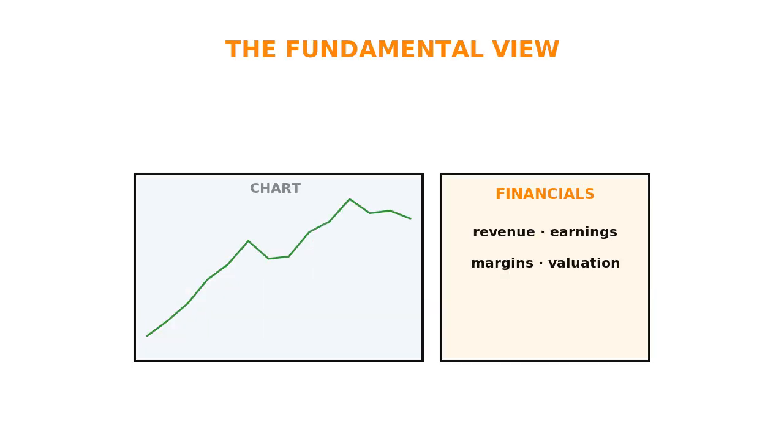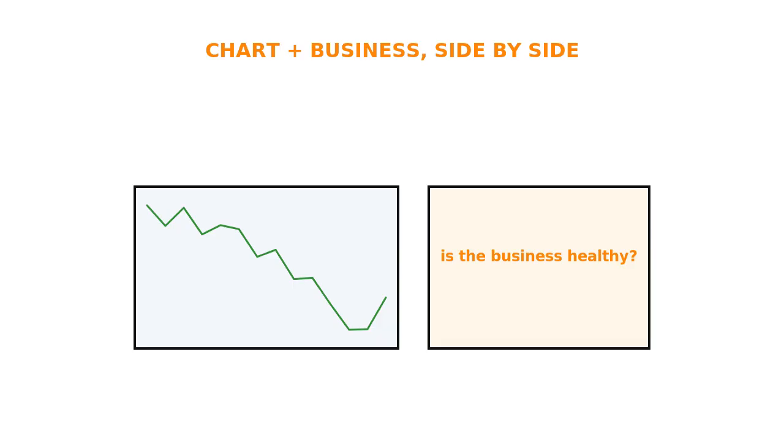The chart tells you what the crowd is doing. The Financials tab tells you what the company is doing. Having them together stops you from buying a gorgeous chart attached to a failing business.